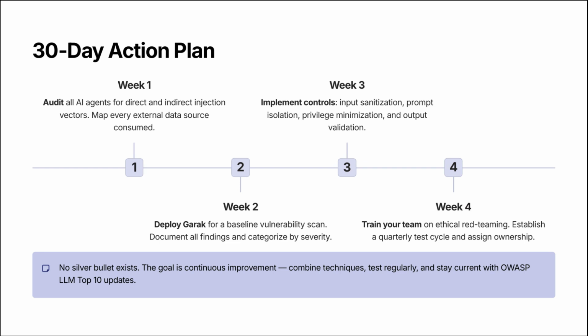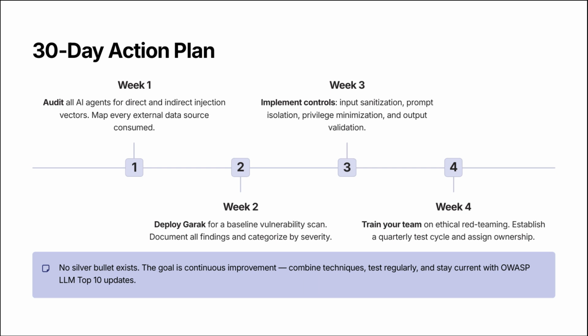In week 1, inventory every AI agent you have and audit each one for both direct and indirect prompt injection paths. At the same time, identify every external data source those agents consume, because untrusted content is often where the risk begins. In week 2, run a baseline vulnerability scan with Garak. The goal here is to create a measurable starting point, capture the findings clearly, and group them by severity so your team knows what to fix first.